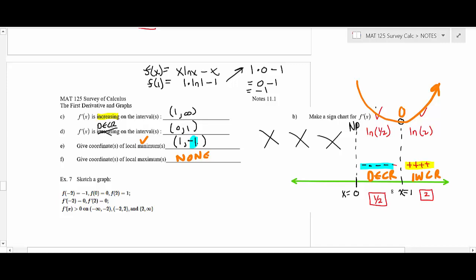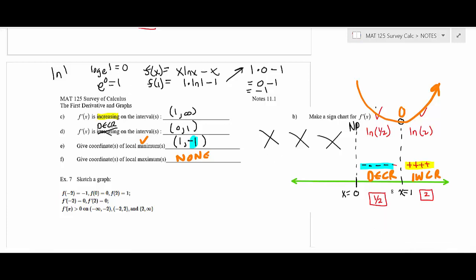Okay, now the thing about this ln 1, it shows up all the time. That means log base e of 1. The reason it's 0 is because e to the 0 is 1. Okay, so that would be your local minimum. Now we're not going to graph this problem or anything. We've got everything we need to know.